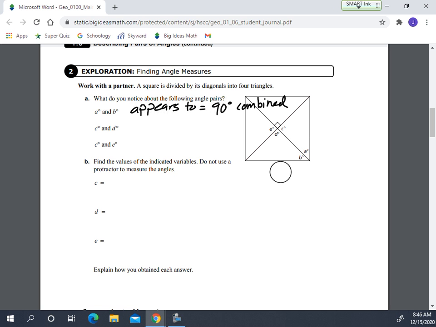C and D. They're on that straight line, right? So they add to 180 degrees. And then lastly, what's this last one? Is it C and E? Well, we talked about that, right? C and E are equal, and both are 90 degrees.